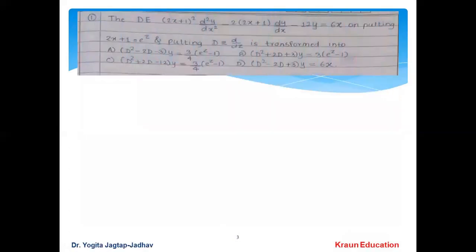Now look at the examples. Here we have the differential equation (2x+1) whole square d square y by dx square minus (2x+1) dy by dx minus 12y equal to 6x. Once you identify that the given differential equation is Legendre's equation, we substitute 2x plus 1 equals e raised to z. Four options are provided and we have to find the transformed form of the given equation.